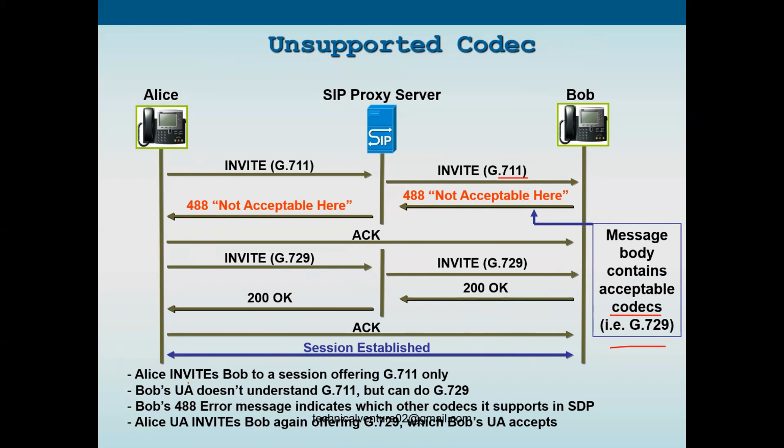So as you can see, Alice invites Bob to a session offering G711. Bob's UA doesn't understand G711 but can do G729. So Bob sends a 488 error message which contains the other codecs it supports. And then Alice invites Bob again offering G729, which Bob's UA accepts, as we already discussed.